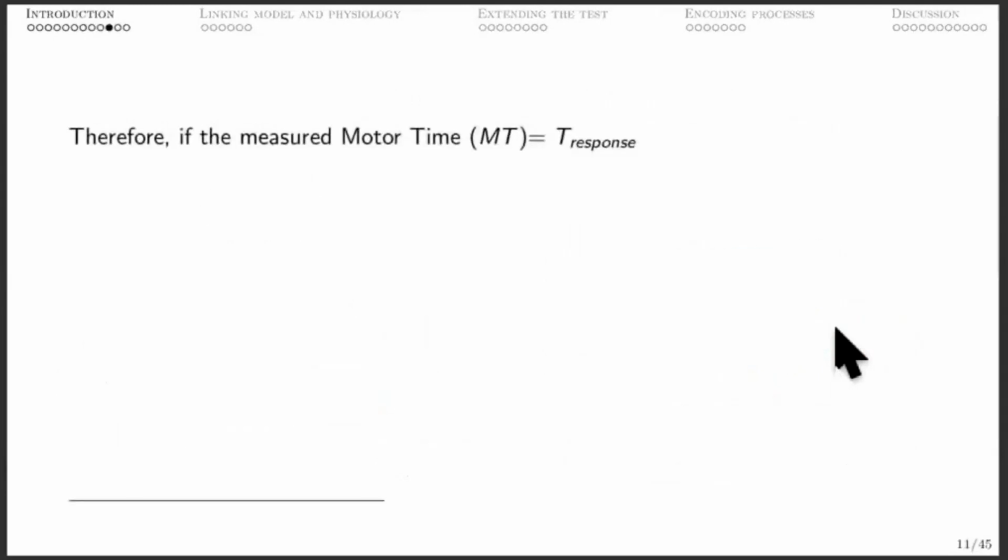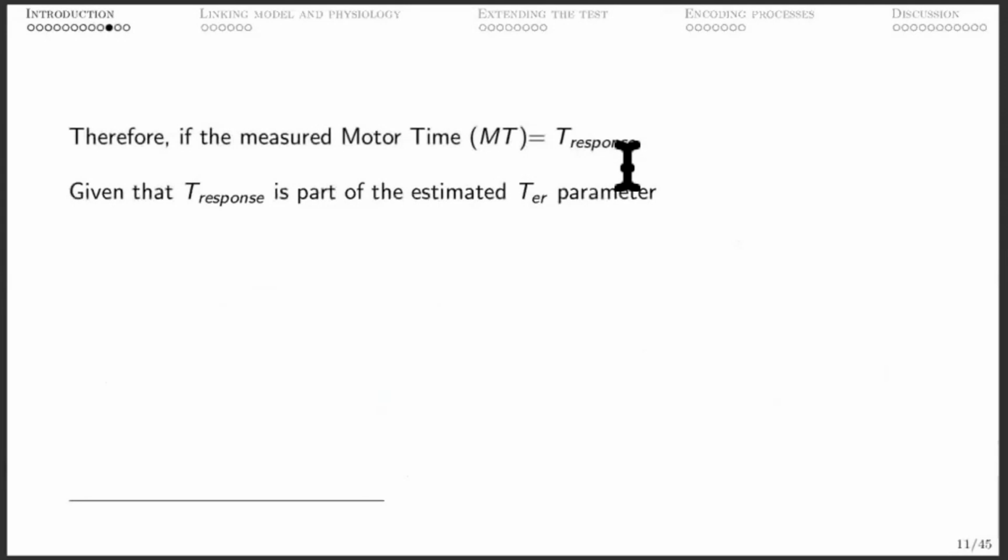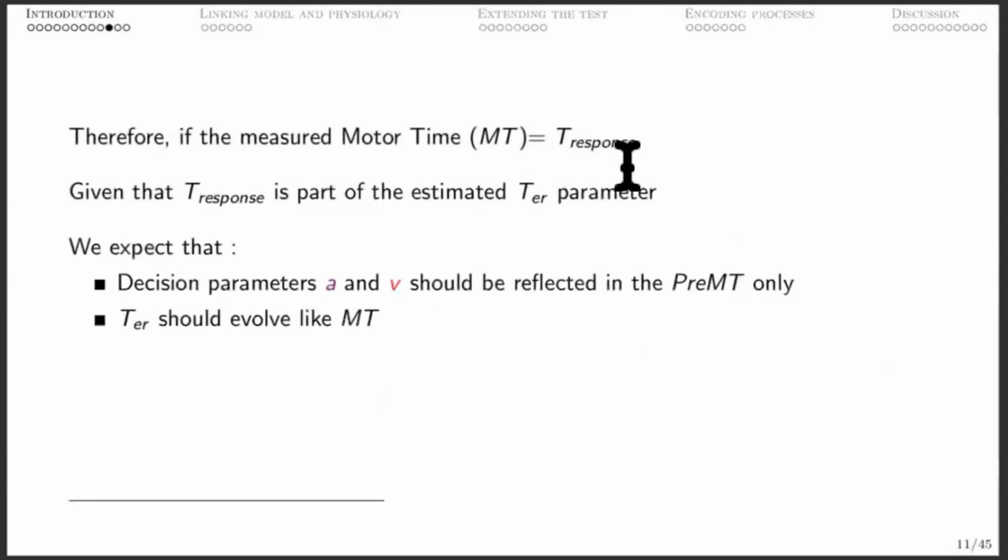So therefore, if we expect, as we do, that the motor time should be equal to the time to execute the response, knowing that this time is part of the non-decision time estimated by the model, then we expect the following. We expect that decision parameters such as decision threshold and drift rate should be reflected in the pre-motor time, so before we start to engage in the response, and that the non-decision time parameter of the model should evolve like the measure we make of response execution using EMG, the motor time.